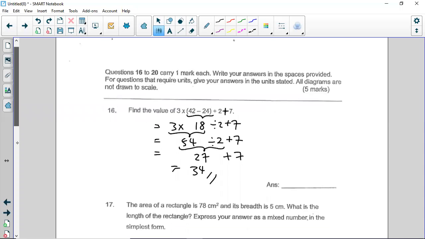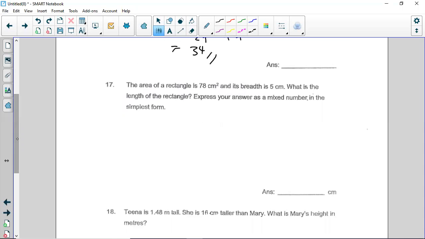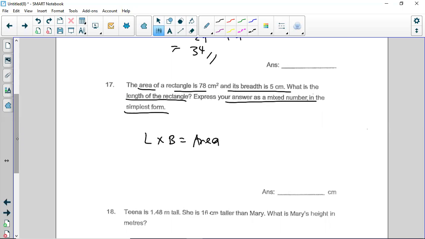Okay, now next one, question 17. The area of a rectangle is 78 cm square and the breadth is 5 cm. What is the length of the rectangle? And your answer must be a mixed number in the simplest form. All right, so to find area of a rectangle, you must have length times breadth equal area of rectangle. So what's the length? The length, we are not sure. But what's the breadth? The breadth is 5 cm. And what's the area? The area is 78 centimeters square. So to get the length, you must take area divided by breadth.